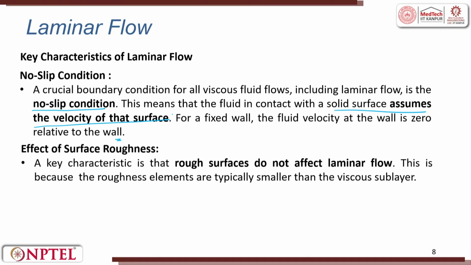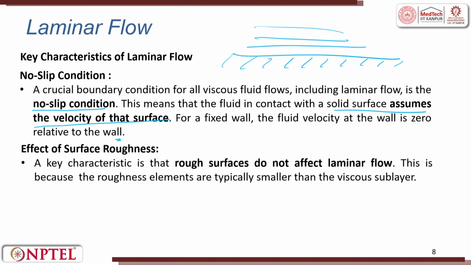So, this means that the fluid flow in contact with the solid surface assumes the velocity of that surface. So, there is a fluid which is flowing on top. This is the solid. So, the fluid in contact with the solid surface assumes the velocity of that surface. For a fixed wall, the fluid velocity at the wall is 0.